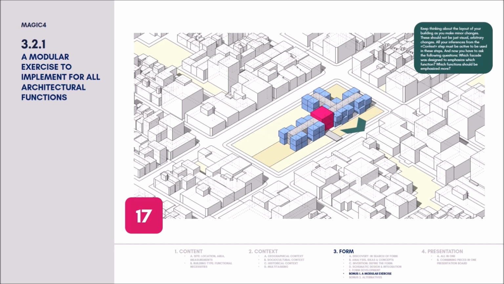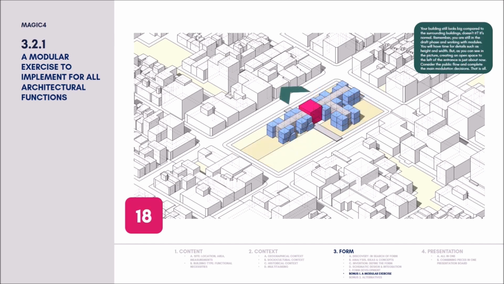18. Your building still looks big compared to the surrounding buildings, doesn't it? It's normal. Remember, you are still in the draft phase and working with modules. You will have time for details such as height and width. But as you can see in the picture, creating an open space to the left of the entrance is just about now. Consider the public flow and complete the main modulation decisions. That is all.